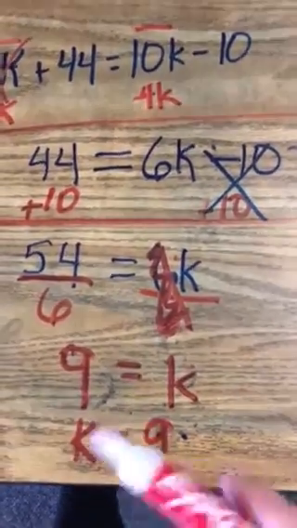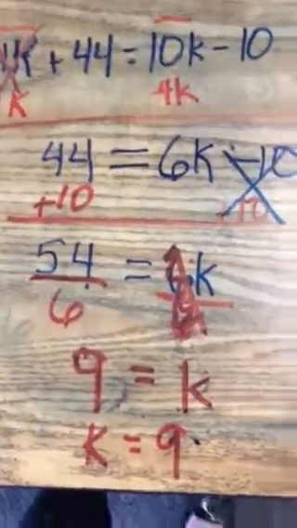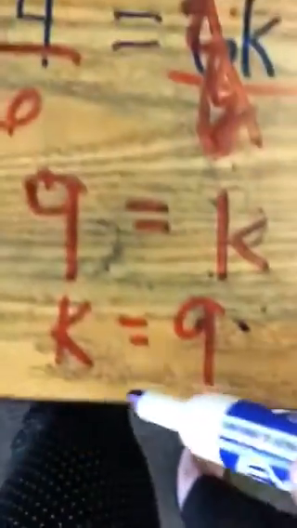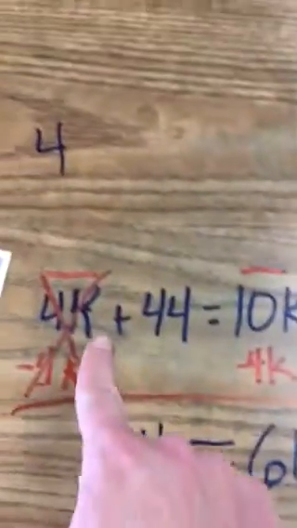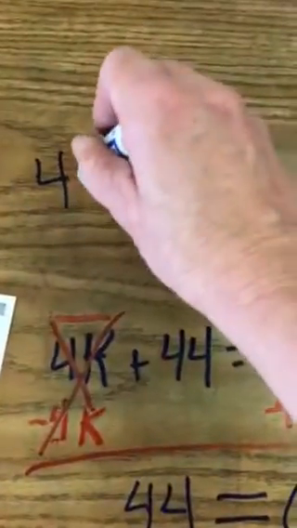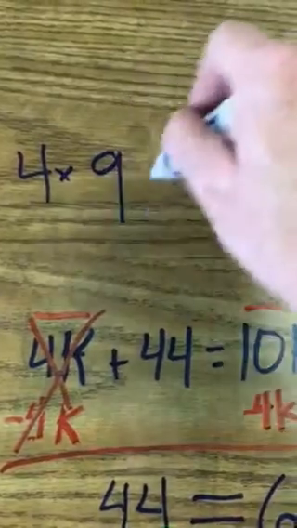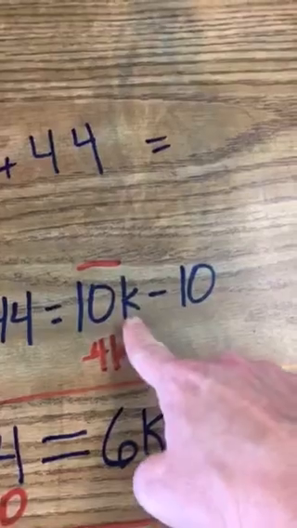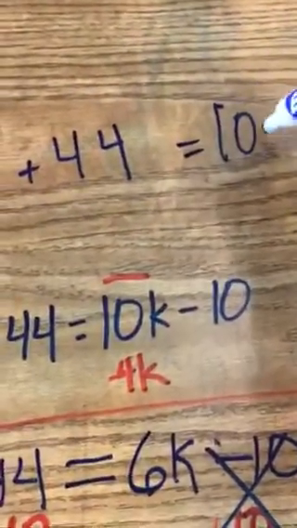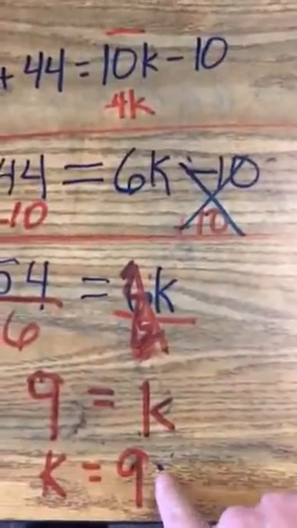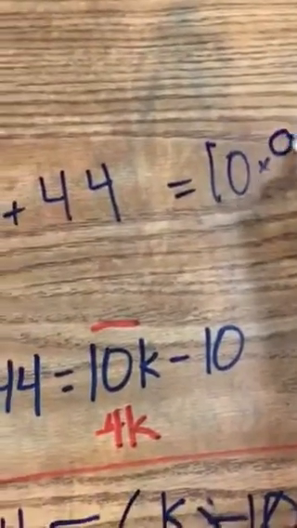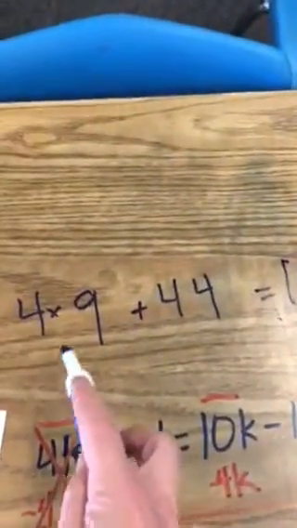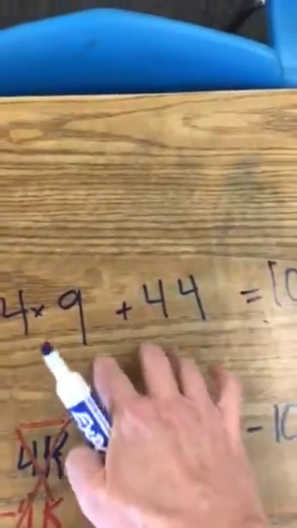Okay, so let's look at this again, because if we were to go back in and apply this, let me rewrite from the beginning. 4. Now if k equals 9, instead of the k there, I'm going to do 4 times 9 plus 44 equals 10 times 9, k equals 9, minus 10. So when I come back to solve, we want to make sure that what's on this side equals what's on this side.